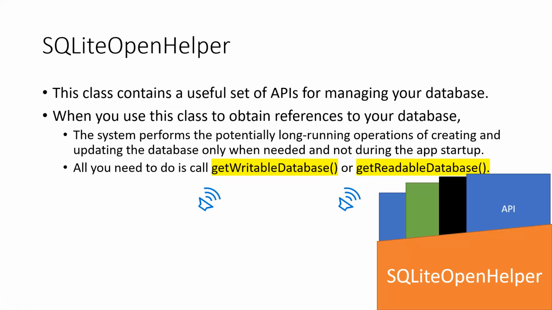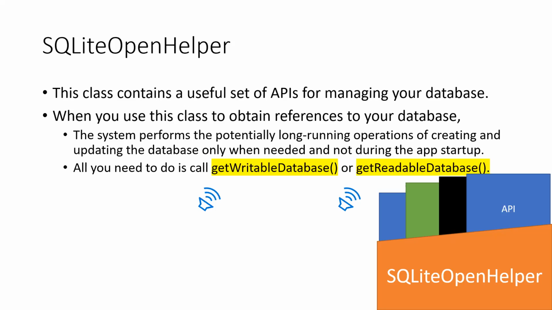If you want to get a database for a writable purpose, you need to call get writable database. If you want to get a database so that you can read from it, the call you need to make is get readable database. These methods are the methods of the SQLite Open Helper class. There are many advantages if you make use of this class. One advantage is that the system performs the potentially long running operations of creating and updating the database only when needed and not during the app startup.